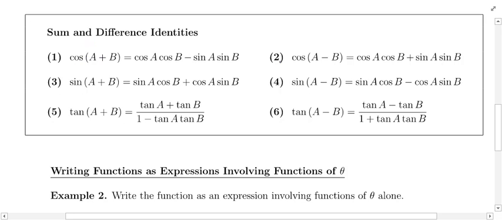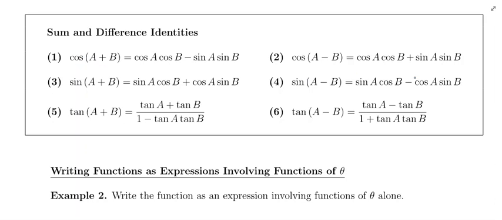Then there's a separate formula that you will see in identity number 2 here for the cosine of A minus B. That is a different formula. The cosine of A minus B is equal to the cosine of A times the cosine of B plus the sine of A times the sine of B. Moving on to the identities in 3 and 4, we're going to take a look at the sine formulas. The sine of A plus B in formula number 3 is equal to the sine of A times the cosine of B plus the cosine of A times the sine of B. And in identity 4, the sine of A minus B is equal to the sine of A times the cosine of B minus the cosine of A times the sine of B.